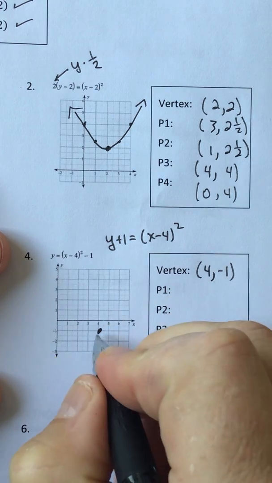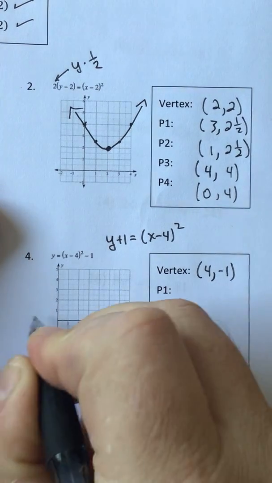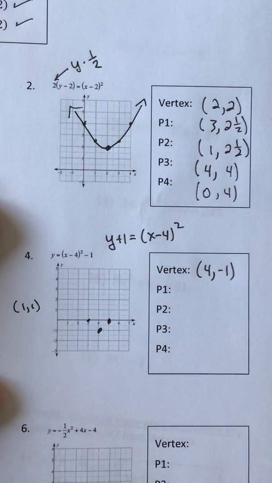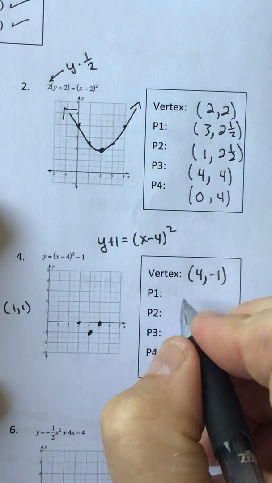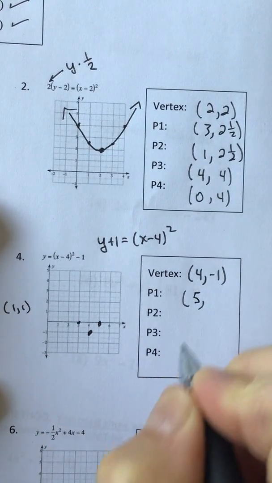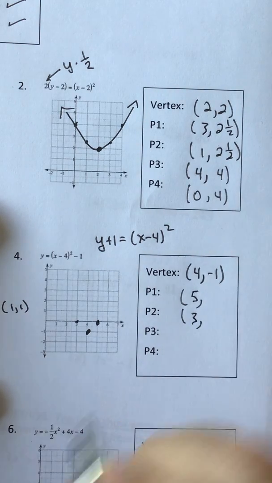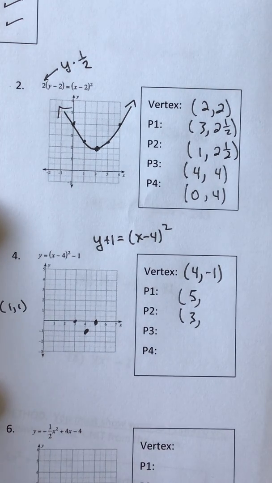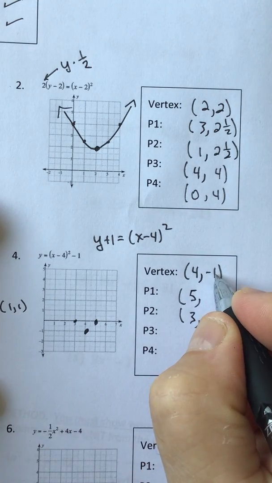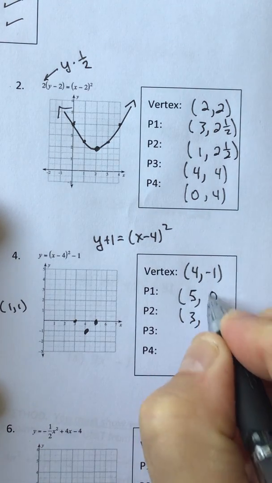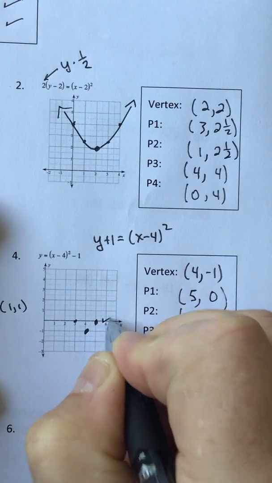Everything, there's no multiplier. So over 1, up 1, over 1, up 1. So over 1, up 1 is it. It doesn't get changed. So from the 4, if we go over 1, it's 5. From the 4, if we go over 1 the other way, it's 3. Then on the y's, we're going up 1. So -1, up 1 is 0 for both of them. And that's where both of those dots come from.